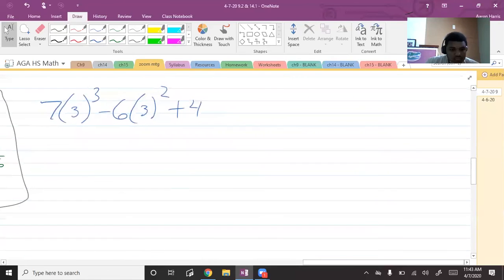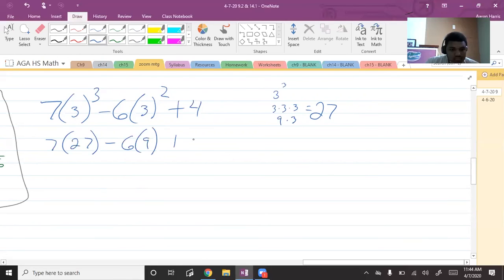Okay, now 3 cubed is what? 3 times 3 times 3, which we said was 9 times 3, which is equal to what? 27. So 7 times 27 minus 3 squared is what? 9. So 6 times 9 plus 4. Now what? 7 times 27. 7 and 7 is 49. 2 and 7 is what? 14. So this was a 4. So this is 189.